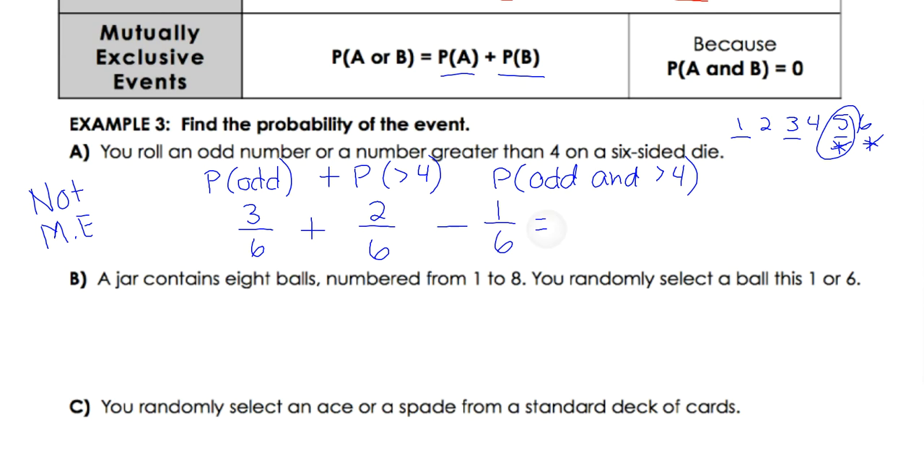So when we do that, 3 plus 2/6 is 5/6. Subtract out 1/6, we get 4/6. That, again, we can write as a reduced fraction, or we can convert it to a decimal, or we can write that as a percentage. So those are not mutually exclusive events going on.